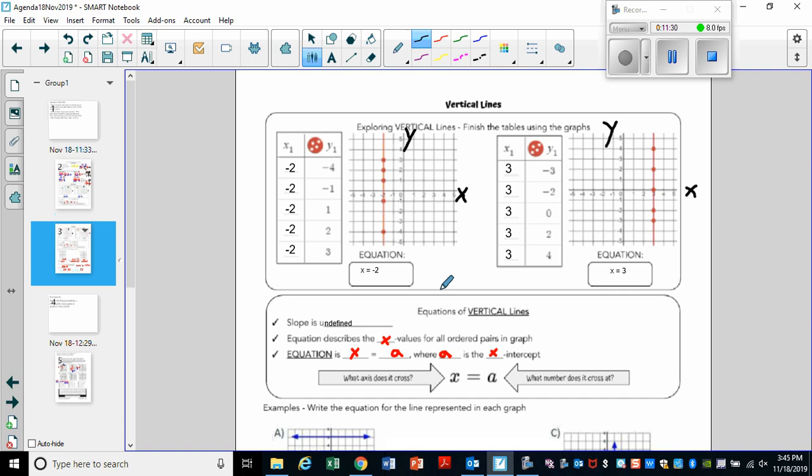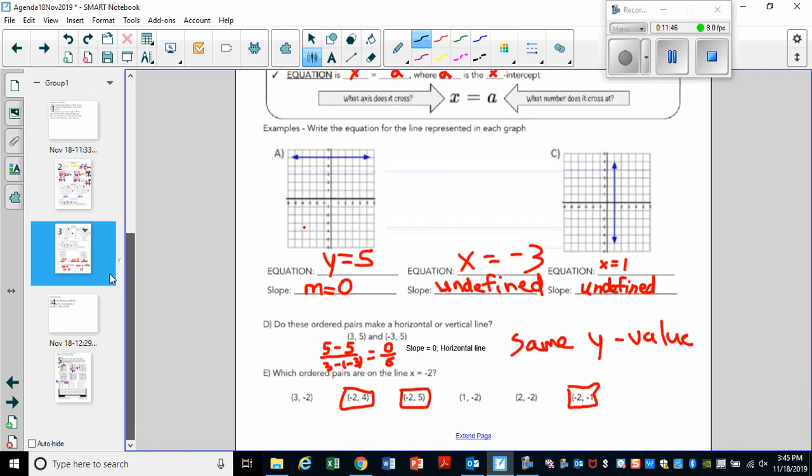Again, label your axes. So vertical lines, slope is undefined. X values are the same for each and every ordered pair in your graph. X equals a, which is your value, is your x-intercept. Now at the bottom, the second graph, that's on your notes. I do apologize, it did not show up on our notes here.